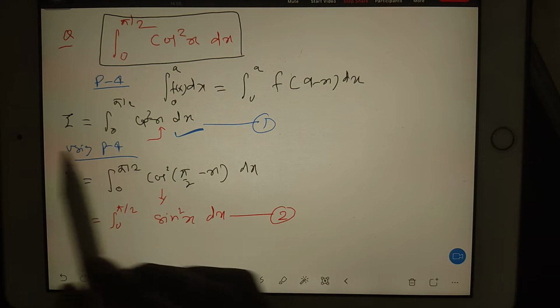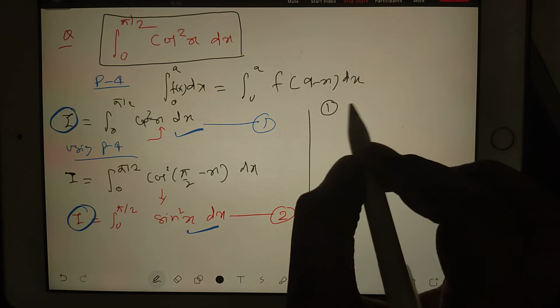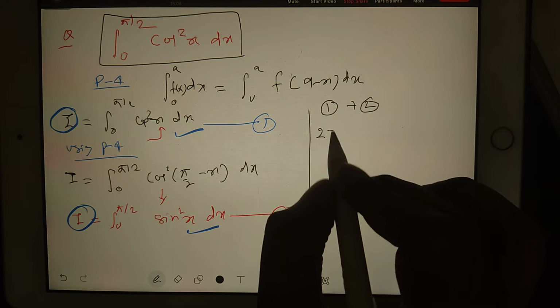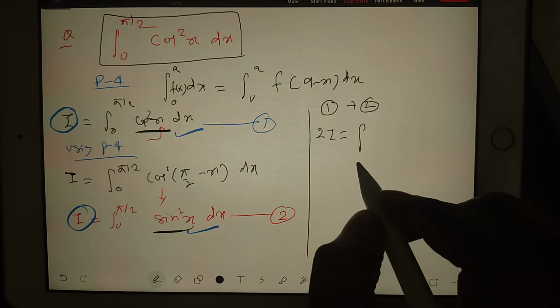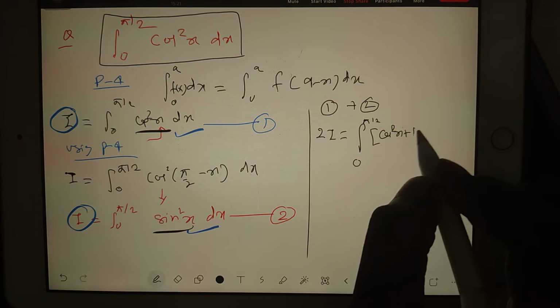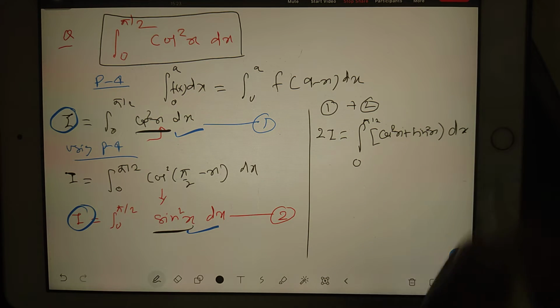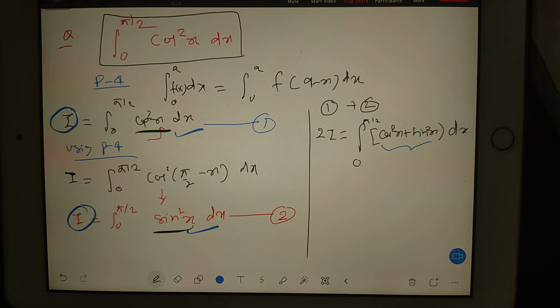Now this is also giving you I, because that is the same question. So now you add 1 and 2. If you add 1 and 2, then what do you see? You see 2I is equal to, now one thing, if the integrations have the same limit, then actually you can add these functions. So for the common limit of 0 to pi by 2, you will add cos square x plus sin square x dx. Now you can clearly see this is a trigonometry identity, so it will go to 1.